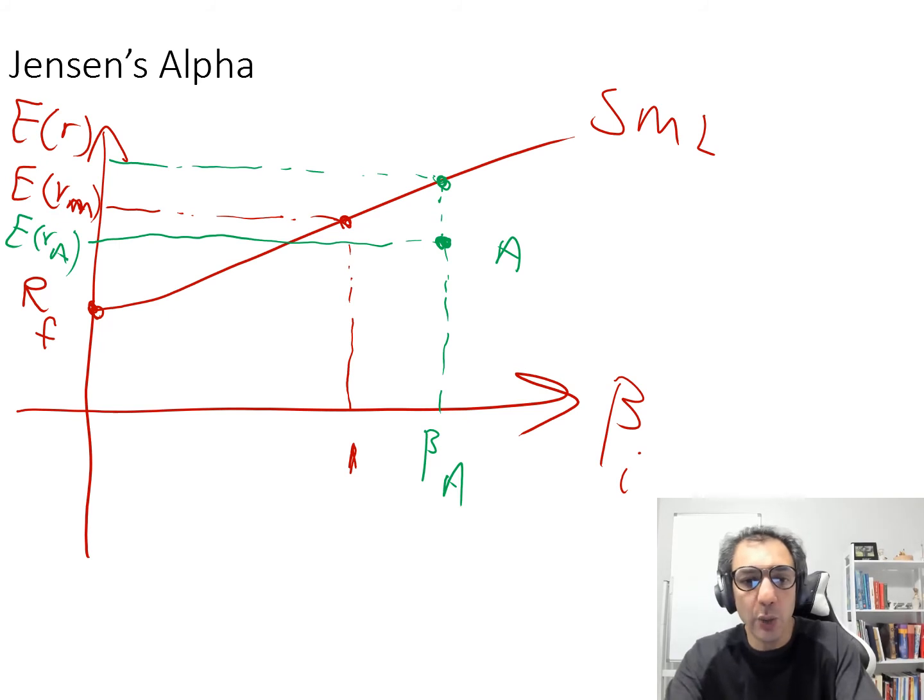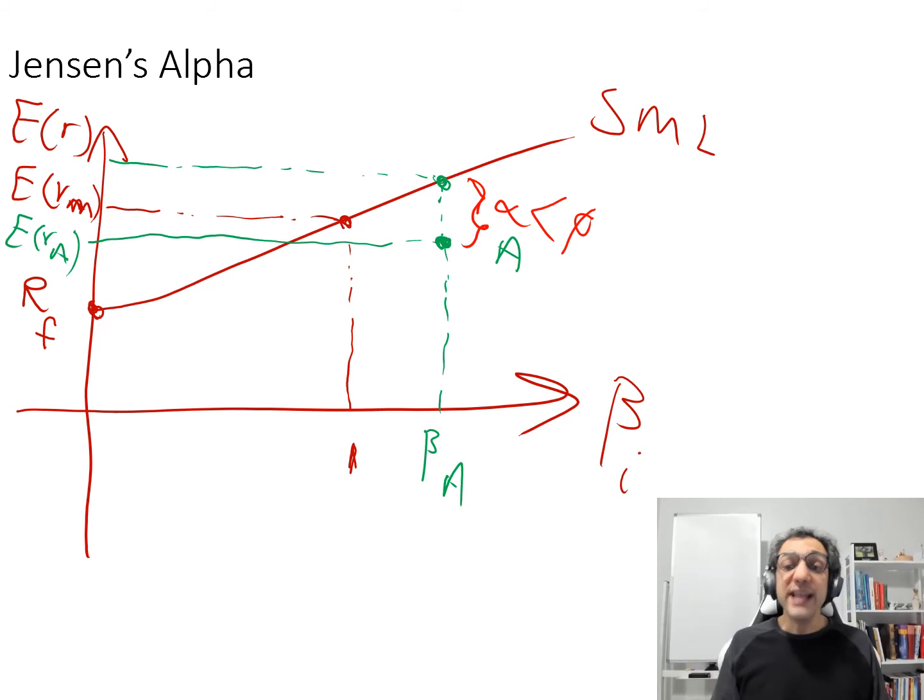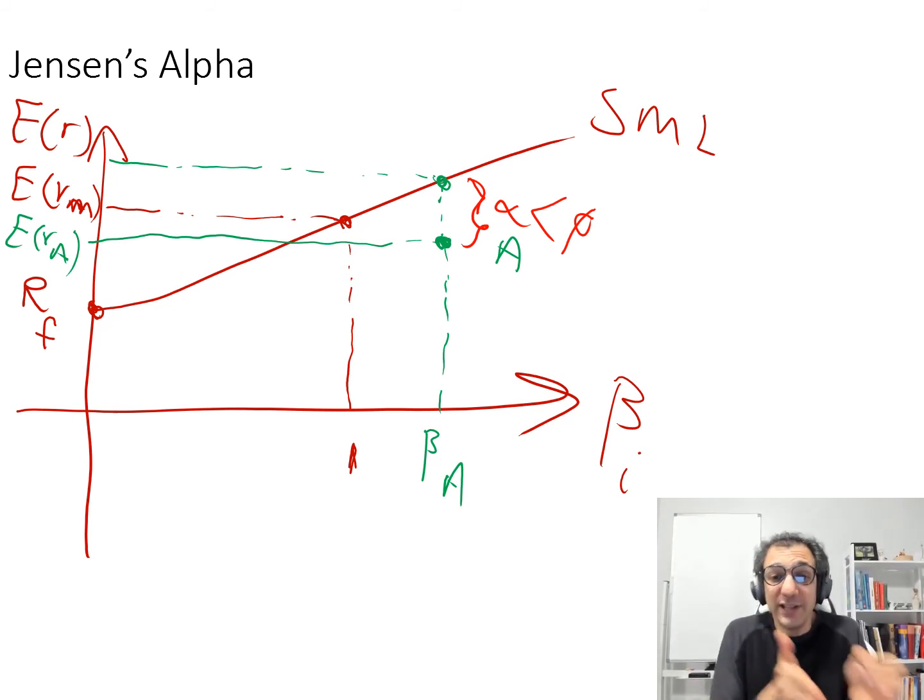So here we'll say that you are getting a negative alpha. So your alpha here is negative. So your Jensen's alpha is negative. So you are underperforming compared to what CAPM is telling you. So that's how you can measure the performance of your investment.